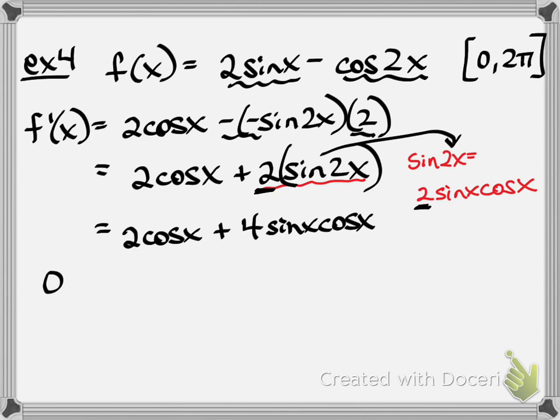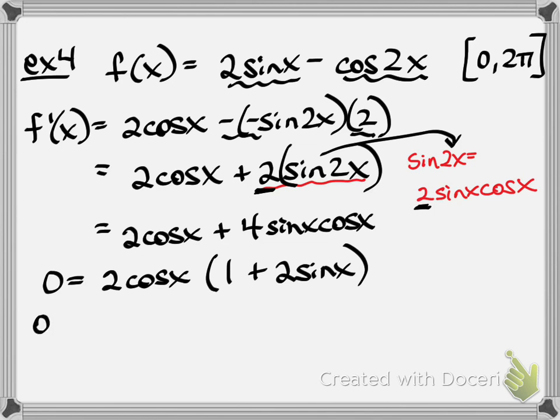Now we can set it equal to 0, factor out the GCF, which is 2 cosine x, and we're left with 1 plus 2 sine x. So now we'll set both of these factors equal to 0. And this is a reminder of some stuff we haven't done in a while. We are going to solve for cosine x. So we're dividing both sides by 2.